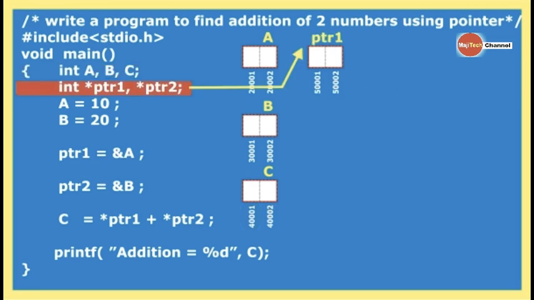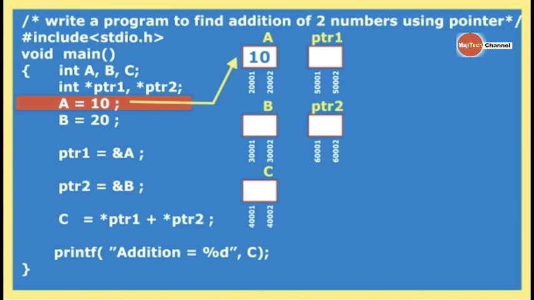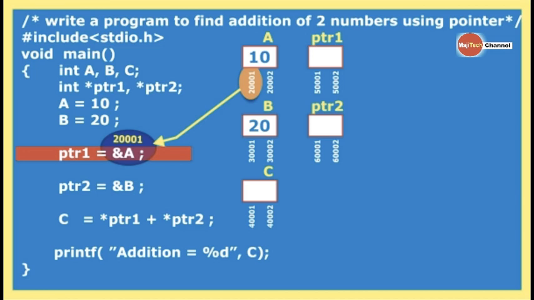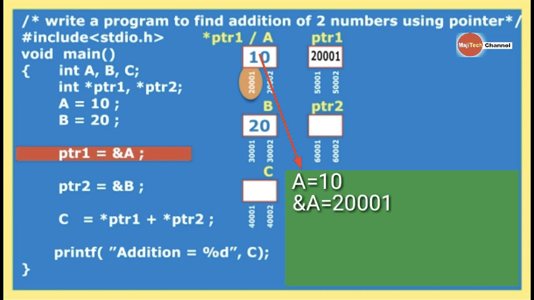Now, two integer pointers are declared, ptr1 and ptr2. 10 will be copied to variable a, 20 will be copied to variable b. The address of a, that is 23001, is copied to pointer variable ptr1. Hence, ptr1 becomes the pointer to a. That is, we can access the value of variable a using *ptr1 indirectly. Here, a is equal to 10. Address of a is equal to 23001. ptr1 is equal to address of a is equal to 23001.